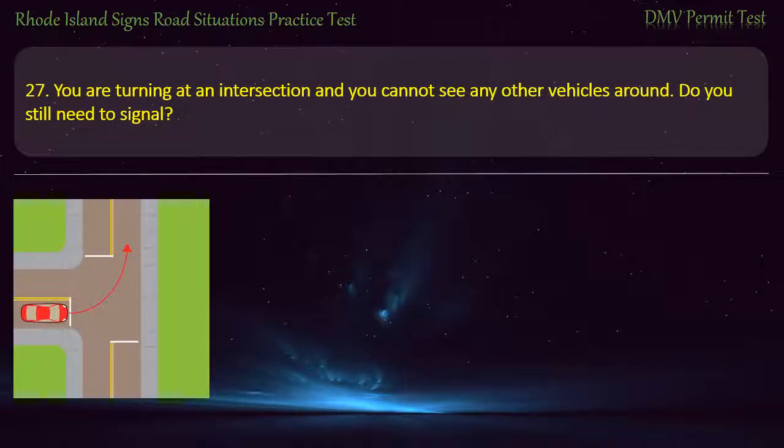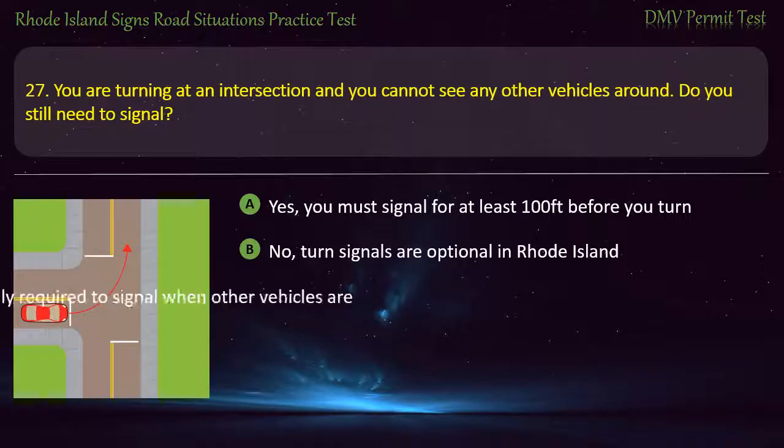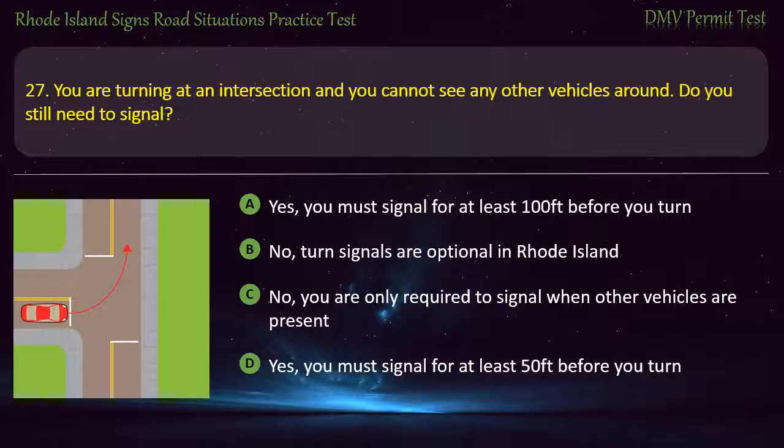Question 27. You are turning at an intersection and you cannot see any other vehicles around. Do you still need to signal? Yes, you must signal for at least 100 feet before you turn. No, turn signals are optional in Rhode Island. No, you are only required to signal when other vehicles are present. Yes, you must signal for at least 50 feet before you turn. Answer. Yes, you must signal for at least 100 feet before you turn.